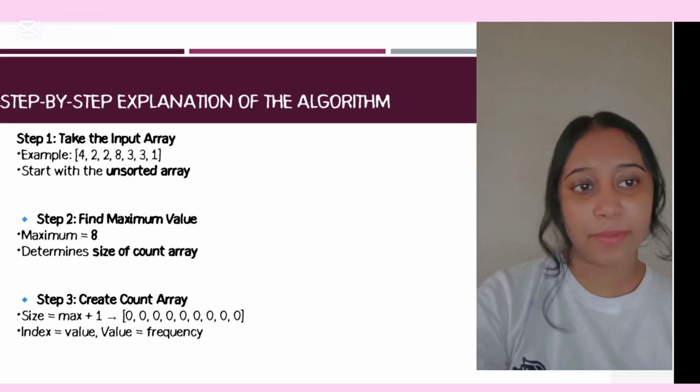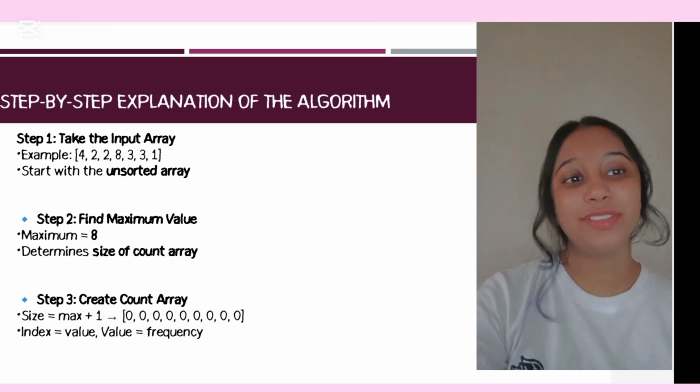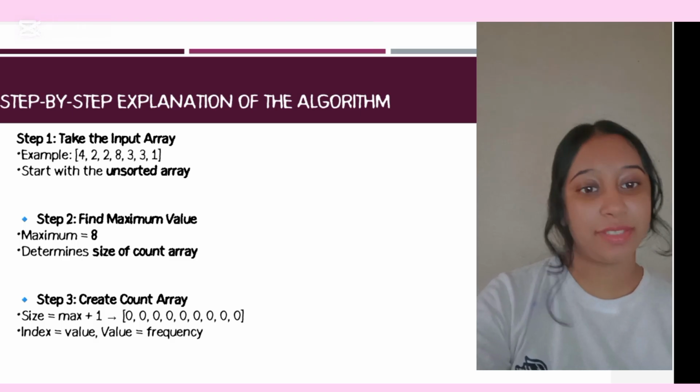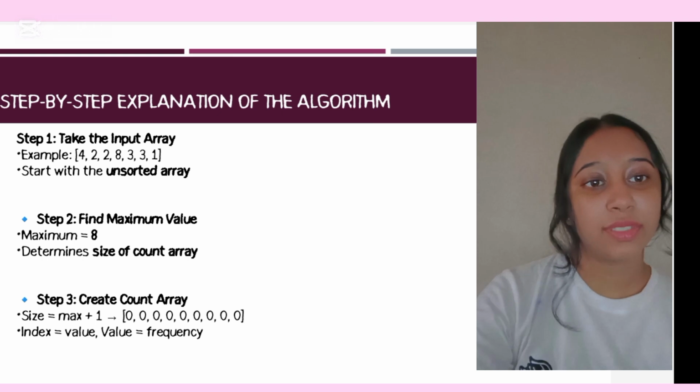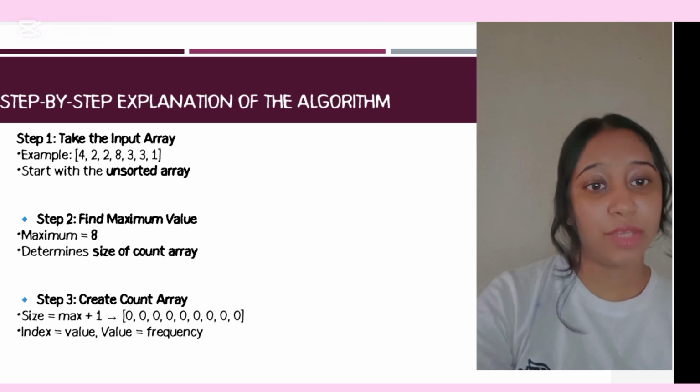Sorting without comparing elements sounds impossible, right? Let me show you how counting sort does it step by step. Counting sort sorts elements by counting how many times each value appears instead of comparing values. The first step is to take the input array. First, we start with an unsorted array. The example is 4, 2, 2, 8, 3, 3, 1.